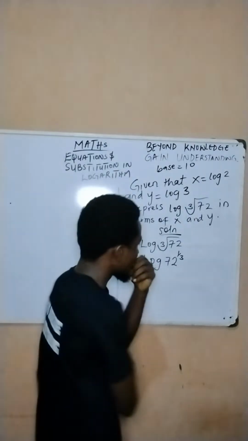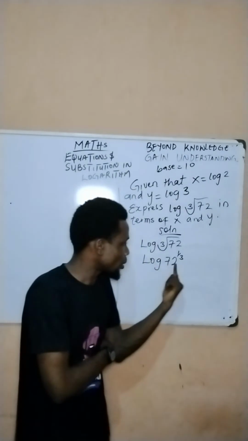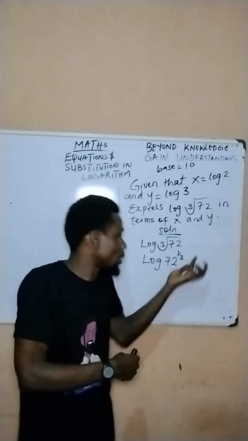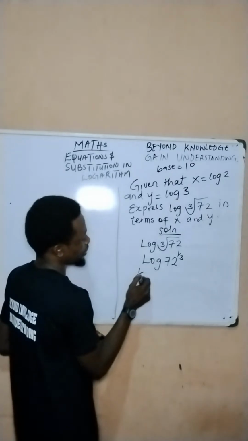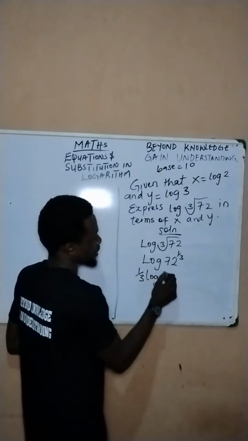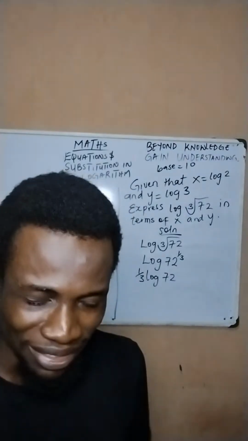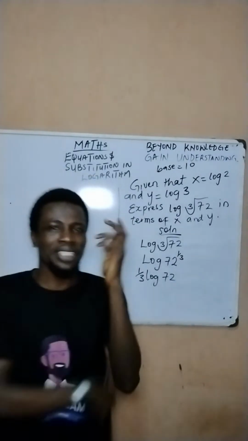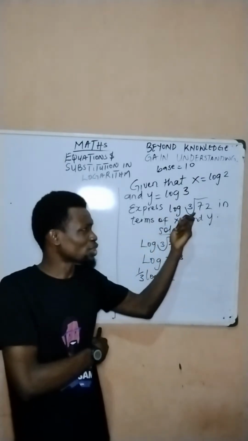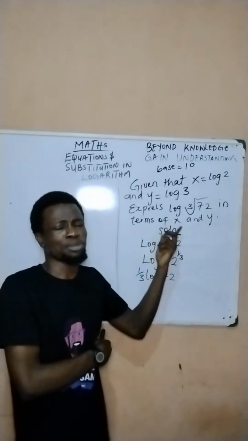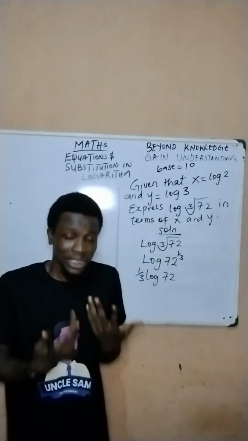So let's continue. Now, according to one of the laws of logarithm, when the log has a power, it's okay to take the power and it becomes the coefficient of the log. So this is something as what? 1 over 3 log 72. This is what we now have. And at this point, we've not really made any headway because from the question, we are asked to replace this expression to be in terms of x and y. So we've not really made any headway, but we're still in the process.